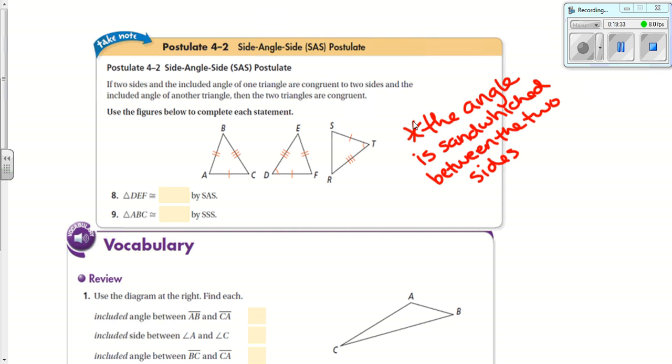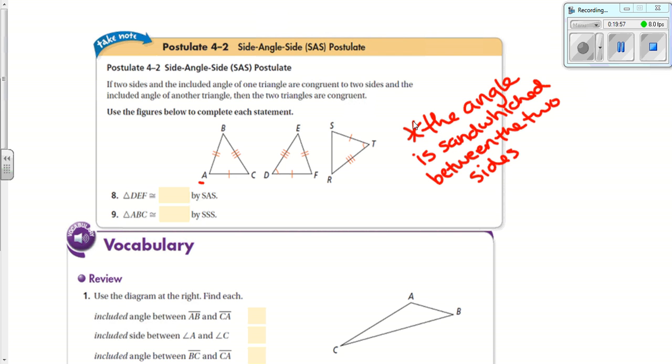Okay, so of course you may be given more information, but all you need is a side, an angle, and a side. So let's take a look at this diagram. It says use the figures below to complete each statement. Well, first of all, let's look at triangle ABC. What are we given? We are given 3 sides. Am I given any info on my angles? No. How do I know? There's no hash marks or angle marks there.